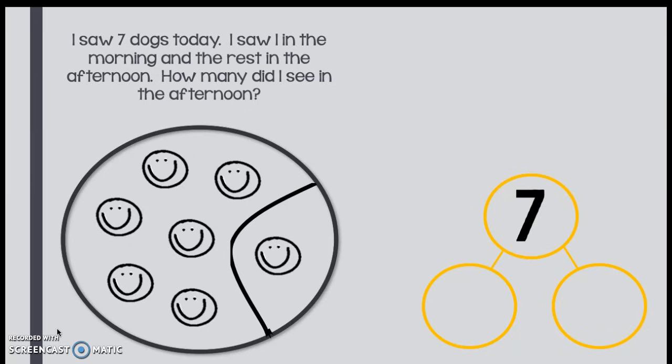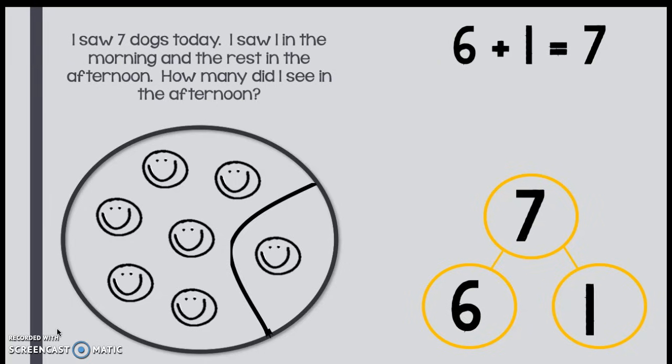Okay, so the parts of your number bond should be matching that picture now. It says I saw 1 in the morning and the rest in the afternoon. Well, I see that 1 is a part and then 6 is also a part because there's 1 and then the other part is 1, 2, 3, 4, 5, 6. How'd you do, friend? Oh, perfecto. If I wanted to write a subtraction sentence, I could say, oh, sorry, my addition sentence first, sorry. 6 plus 1 equals 7.